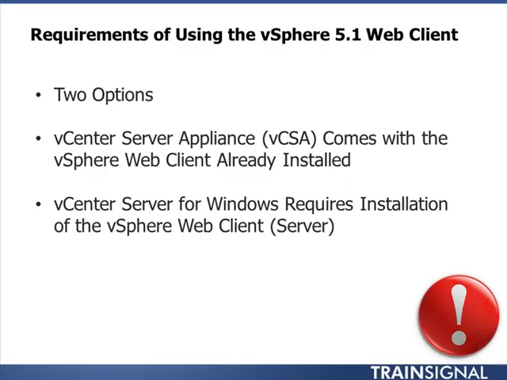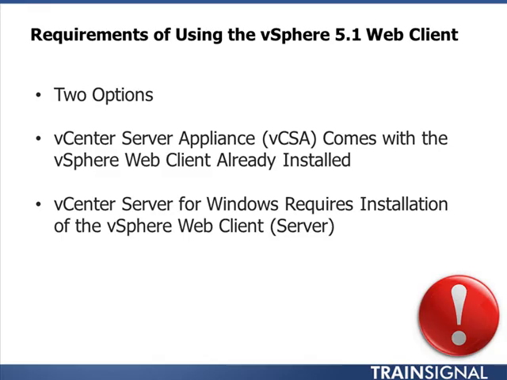So now let's talk about the requirements to use the vSphere web client. Of course, first you need vSphere 5.1 to use the new vSphere 5.1 web client, but there's really two options that actually enable that web-based client. The first one is to use the vCenter Server appliance, or the VCSA. It comes with the vSphere web client already installed, and so there's really nothing more for you to do. You just access the vCenter Server appliance, click on the web client option, and you're into the web client.